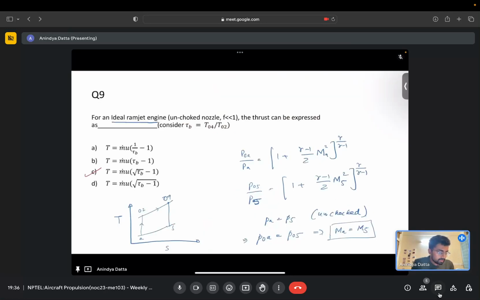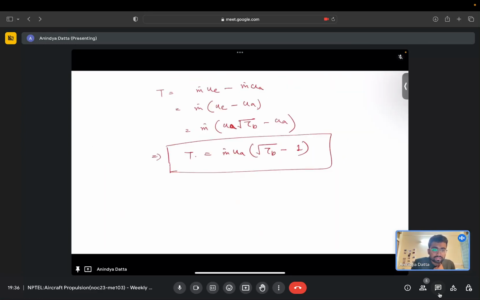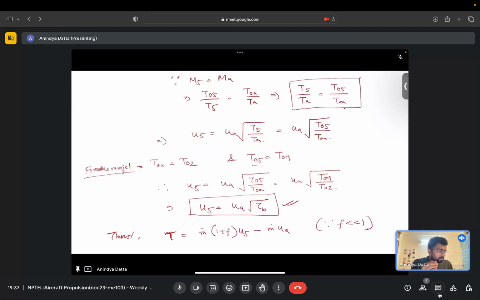Okay, is this clear? If you look at this, the derivation is also done by the professor in the lectures, but he went on with this. So he derives till this expression that U5 is equal to UA times square root of the stagnation pressure ratio, and then he derives the expression without neglecting the fuel air ratio.